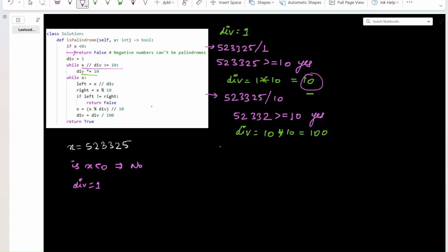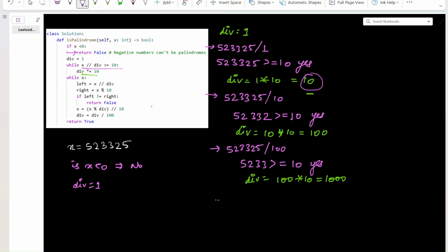Now again we go back to our while loop. 523325 divided by 100, because this is our latest div. So this is equal to 5233. Is it greater than or equal to 10? Yes. Then again we update our div. So div is equal to previous div, which was 100, multiplied by 10, that is equal to 1000.